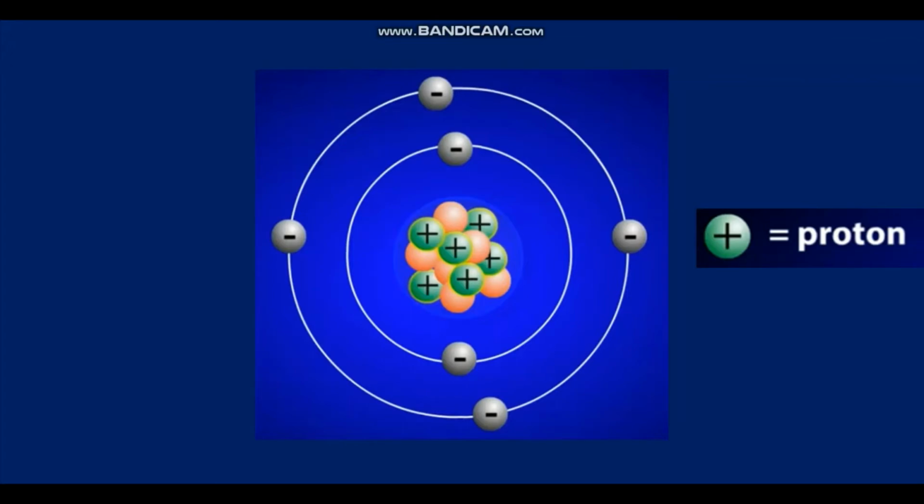Next we have the proton, which is outlined in yellow, and the proton is found with the neutrons in the nucleus. Now the proton has a positive charge, which makes the charge equal when there is the same number of electrons, which I'll be talking about now.